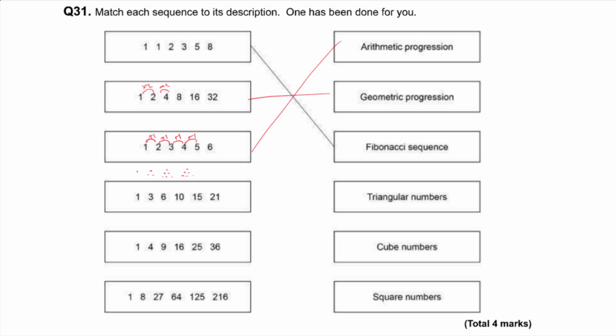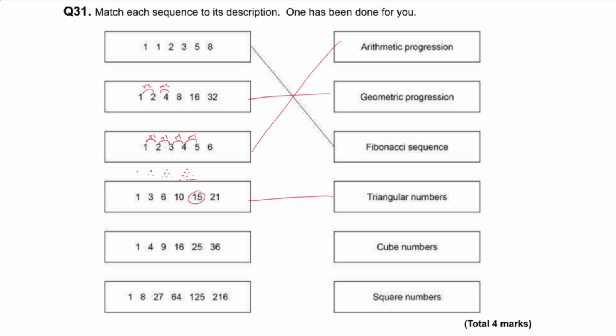Think about 10-pin bowling. Think about playing pool. You have 15 balls in the triangle. So you just need to recognize some of these sequences. That's the triangular ones. 1, 4, 9, 16, 25, 36. I hope you recognize that sequence. They're all squares, aren't they?